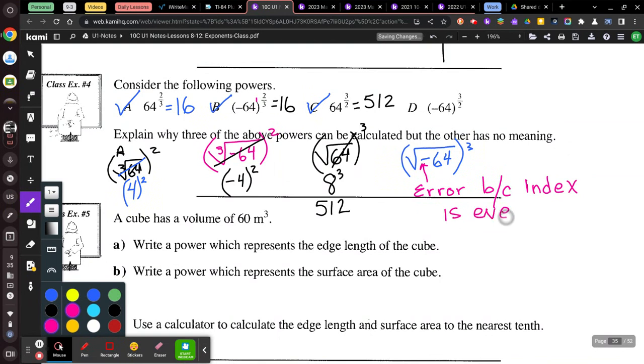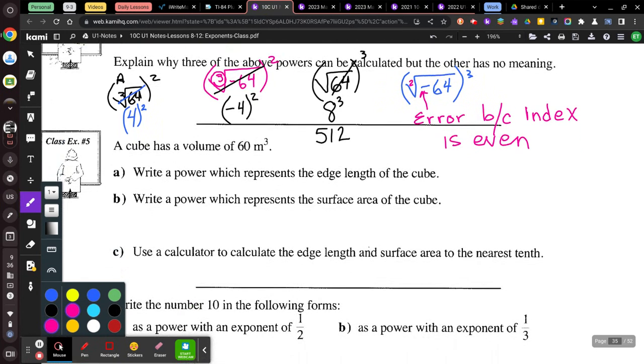If we look at the question right before it, or sorry, letter B had a cube root. It had an odd number index. That's why we could solve that one. This one with a negative, we can't solve it. It's an even index, an even one of a 2.